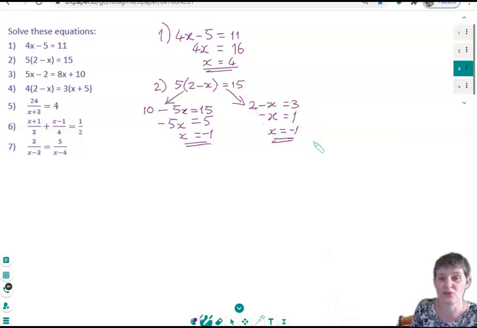And of course you can only use the second method if the number outside the bracket goes into the number on the other side of the equation. Otherwise, well, you can do it, but you end up with fractions.